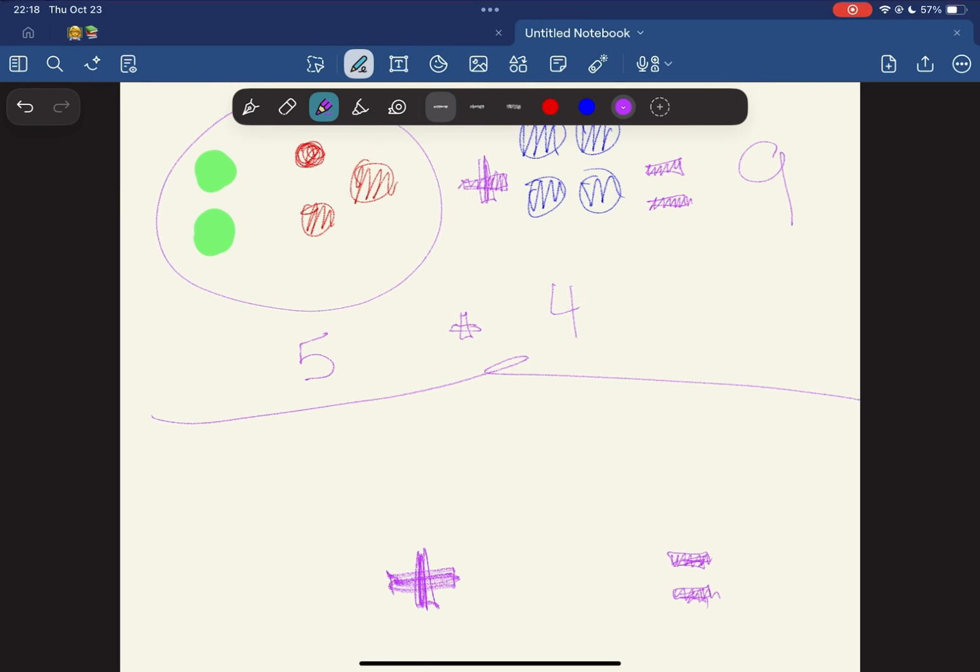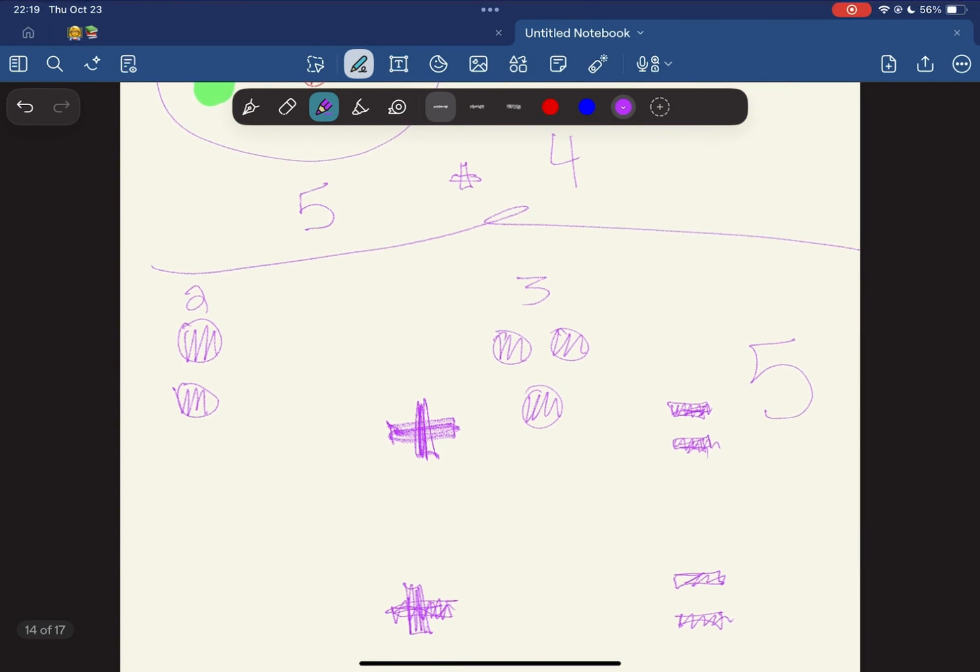But how else can we show this? Let's break it down a little bit more. So now we are going to be doing our 2 little counters over here on this side. 1, 2. And then on the other side, these are going to be the same color again, guys. I'm sorry, but we are going to do 3. And of course, 2 plus 3 is going to equal 5.